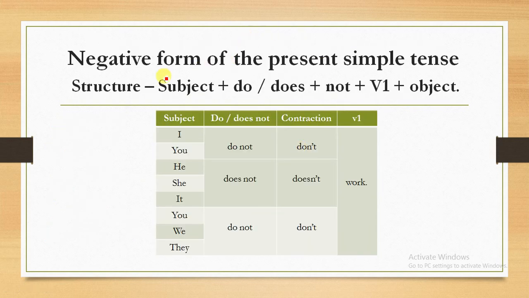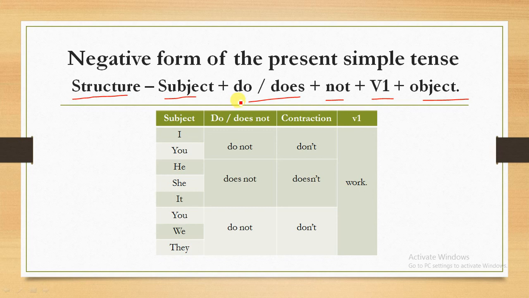Okay, so now the negative form of the present simple tense. First of all we will see the structure. What is the structure? Subject plus do/does plus not plus verb 1 plus object. So what is the criteria for using do and does? If the be verb is not present in a particular sentence, only in that case do we use do and does.